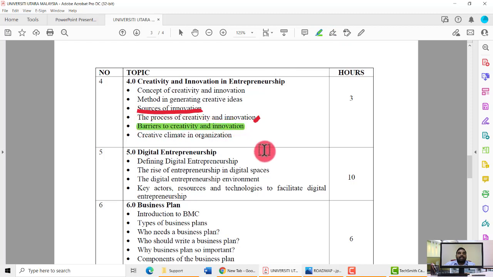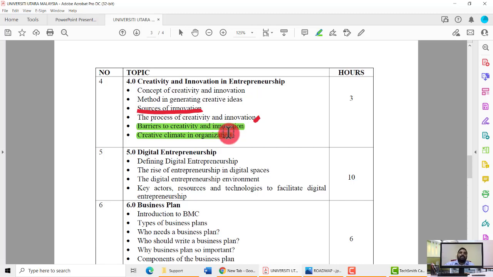And also the barriers to creativity and innovation. Sometimes we want to be very creative, but there are some barriers. For example, stereotype thinking. Sometimes there is no freedom in the workplace. All of this can be a barrier. And creative climate in organization: the organization should create a creative climate in order to increase the creativity and innovation among the workers.